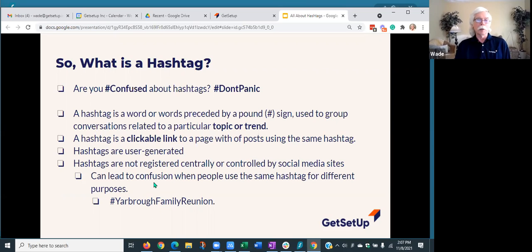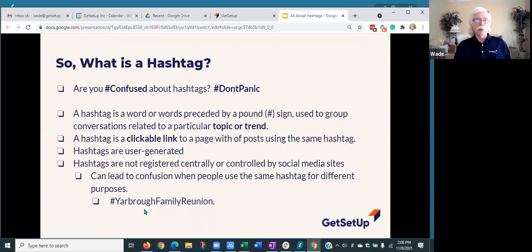So for example, if I created hashtag Yarborough Family Reunion, so that all the people in my family could communicate about the upcoming family reunion. If there's another Yarborough family that's also having a reunion, their posts would get mixed in with our posts. So that's one of the tricky parts of using hashtags.